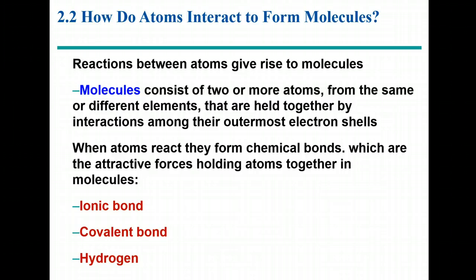Some of the bonds that you would see in molecules are covalent bonds. Also, some molecules are formed from ionic bonds. And hydrogen bonds are bonds formed between two different molecules.